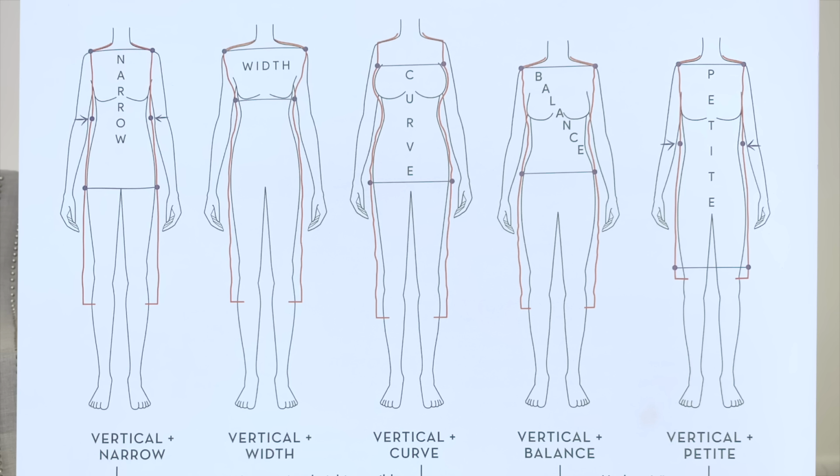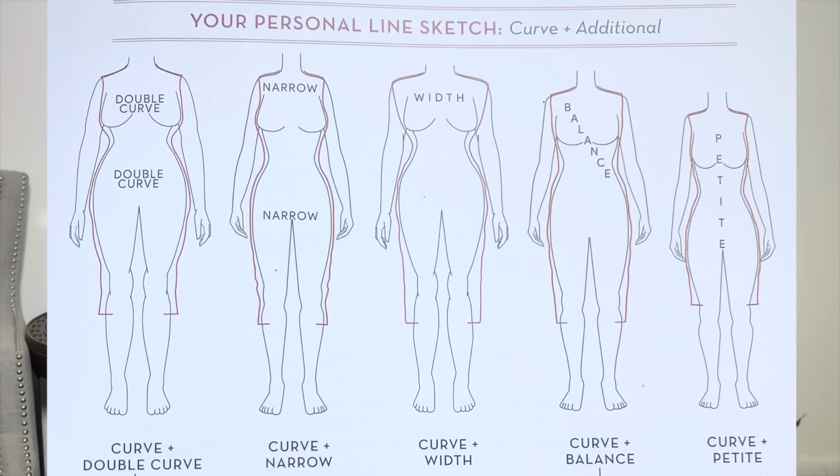Now, part 2, define your additional. Here on this sketch, we can see 5 verticals. There are 5 image identities, 5 body types that are vertical. And the other 5 are the curves. Then we need to find an additional. And what your additional is will determine what your image identity actually is.